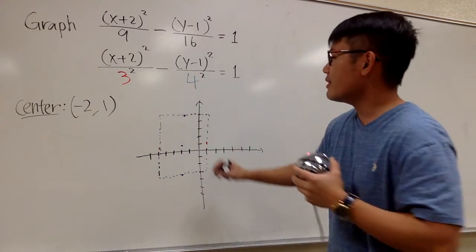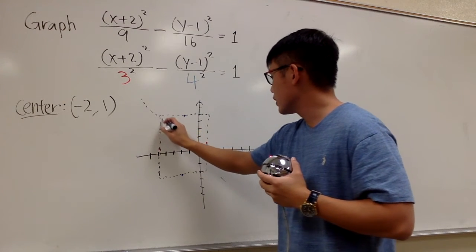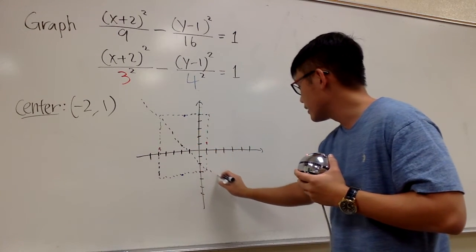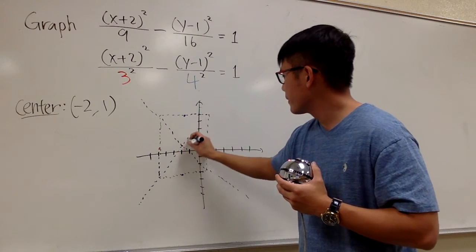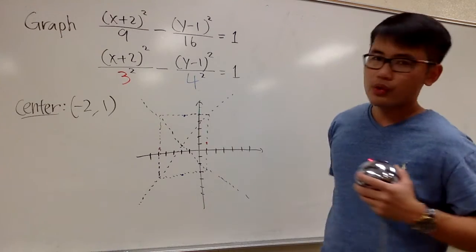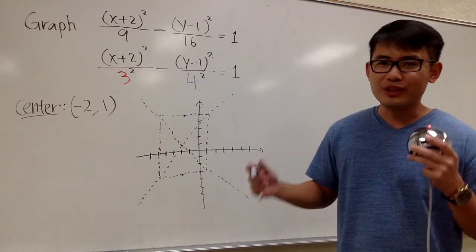Remember, we are going to draw the dashed diagonals. So let's go ahead and do that. So I will just draw the diagonals like this. And all these are just guidelines, okay? Okay, great. And now, final step is to draw the curves.